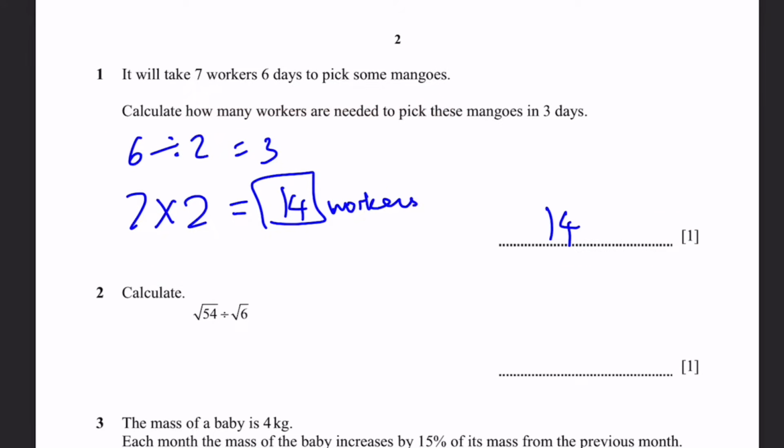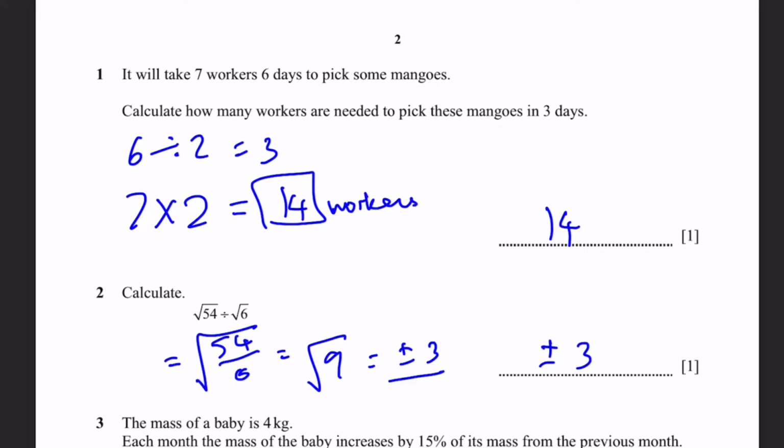Question 2. Calculate the square root of 54 divided by the square root of 6. Because of the surd laws, we can write this as the square root of 54 by 6. And that will be equal to the square root of 9, which is plus or minus 3. That's our answer.